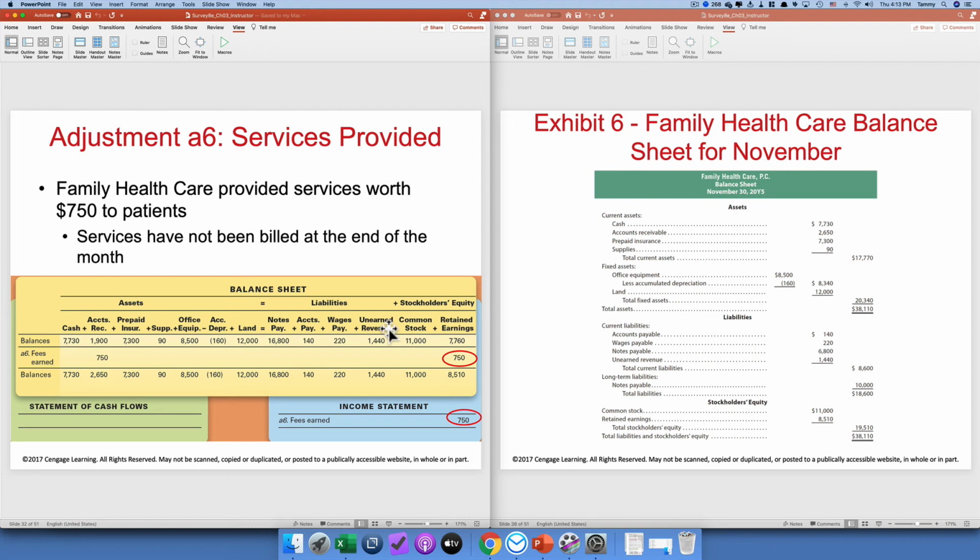And then she's got unearned revenue totaling $1,440 from that rent payment, 6 months worth of rent, right, giving the total liabilities of $18,600. And then there's $11,000 of stock, $8,500 of retained earnings, giving a total equity account of $19,510, and our balance sheet balances, which is always a good thing. Right? So that's where the balance sheet and the income statement come from all these transactions.